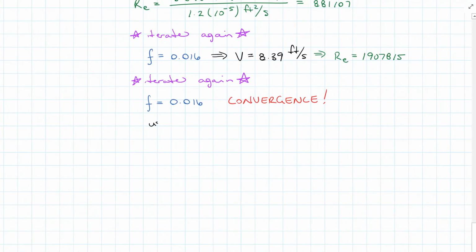So we're going to use the velocity of 8.39 feet per second with our area of 60 feet squared, and we get a flow rate of 503 cubic feet per second.